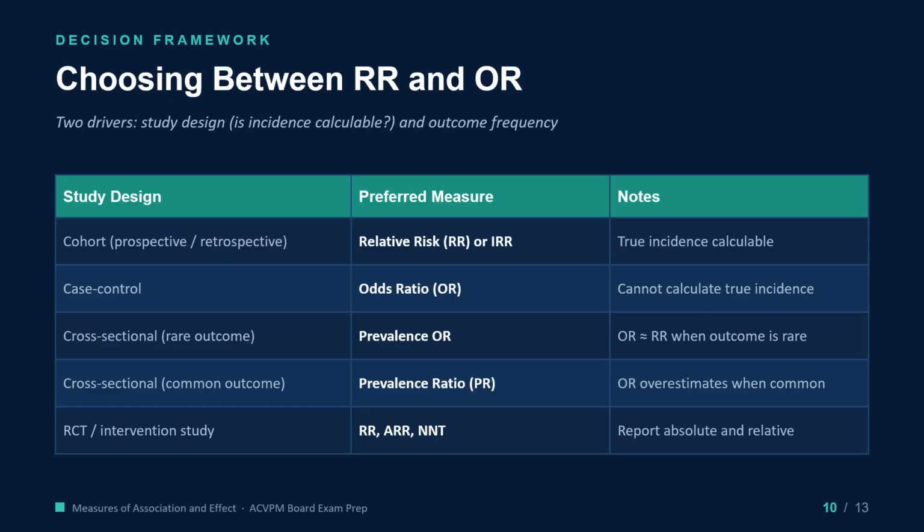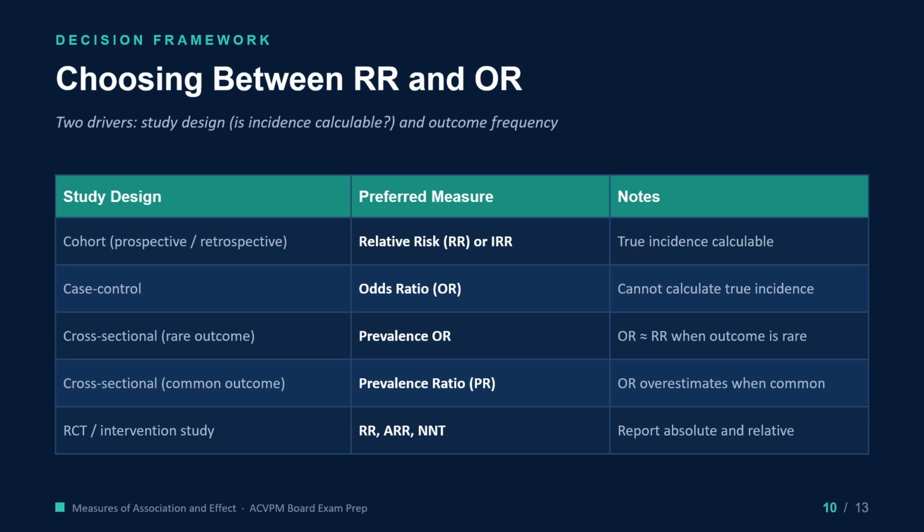We've defined both RR and OR. Now, let's talk about one of the most frequently tested decision points on the ACVPM exam. When do you use which measure and why does it matter? Choosing between the relative risk and the odds ratio is not arbitrary. It's driven by two factors: study design and outcome frequency.